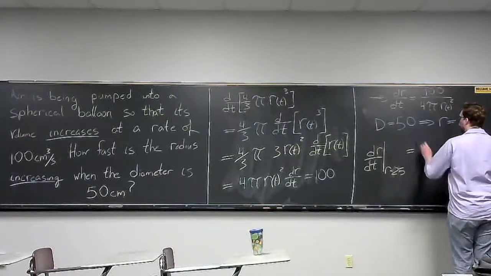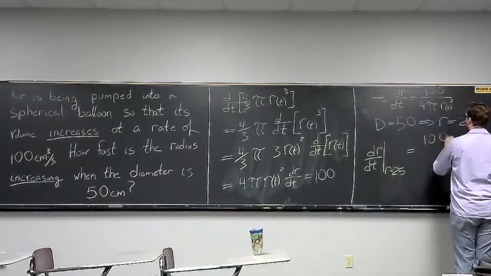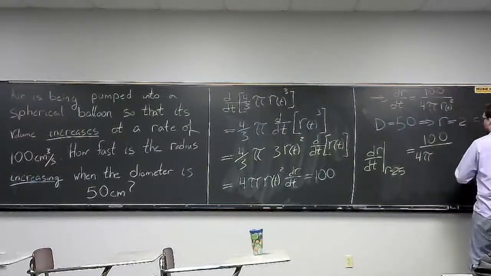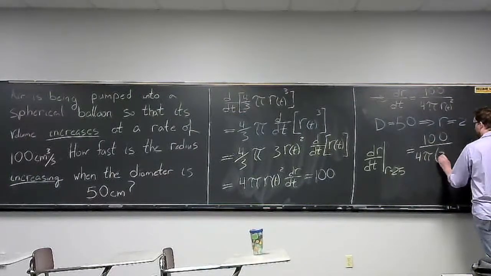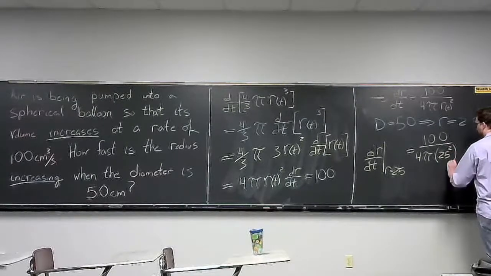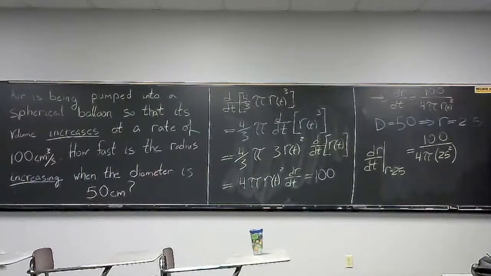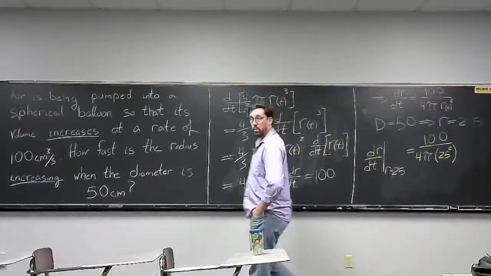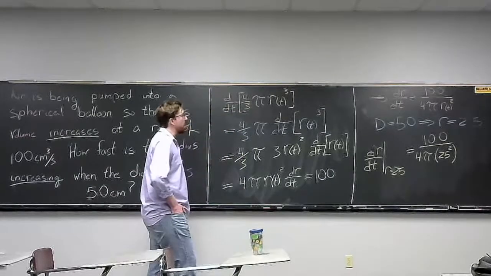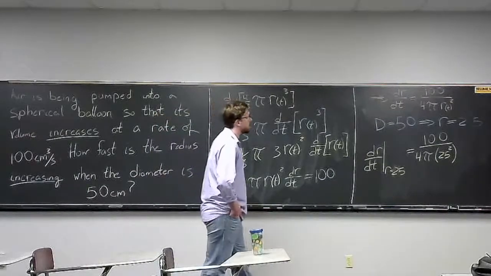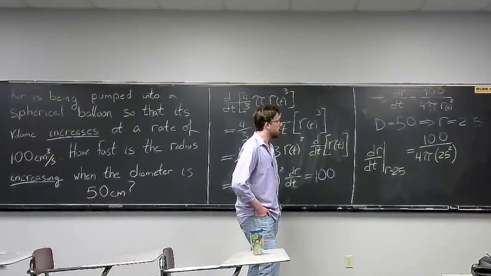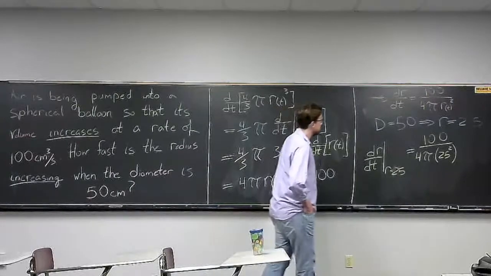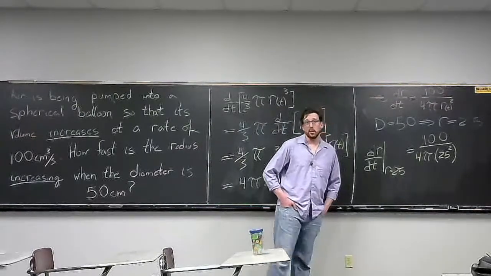is equal to 100 divided by 4 pi times 25 squared. And now we can go through and reduce all of this. When we do, we get 25 over pi times 25 squared, which is just 1 over pi times 25. And that's it. That's all it is.